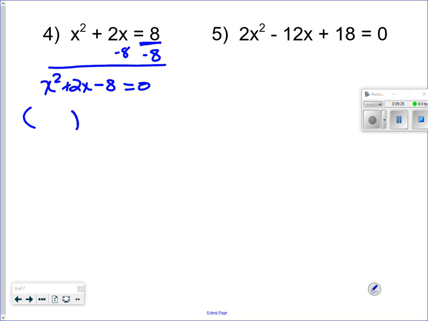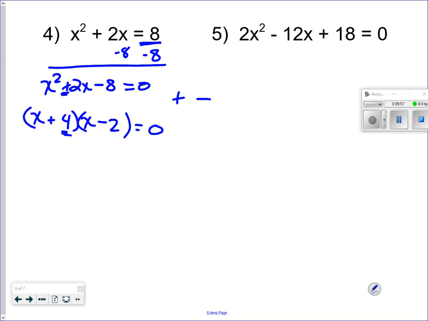2 numbers that will multiply to give us negative 8. Now we've got a negative, which means we're going to have to use both a plus and a minus. 2 numbers that multiply to give you 8 would be 4 and 2. One of them is going to have to be plus, one has to be minus. Bigger number takes the sign. Put in your x. We're going to use 4 and 2. Bigger number takes the sign. Sign in the middle is plus. 4 is bigger. 4 takes the plus.